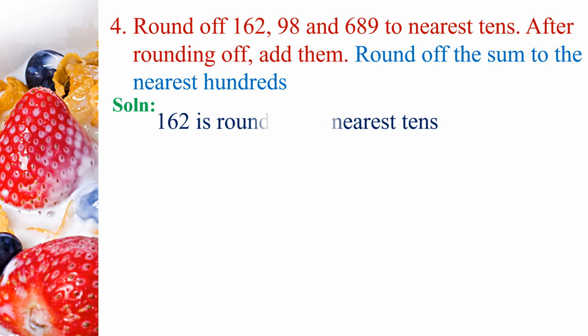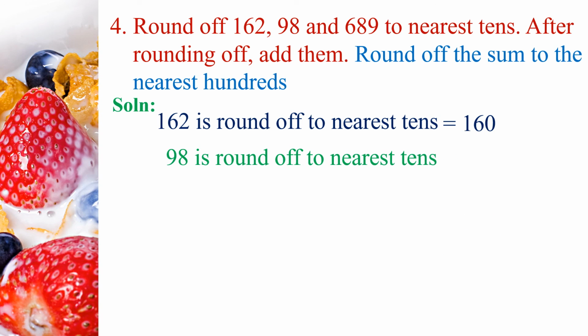Now, going to round off to the nearest 10. So, take 162 rounded off to the nearest 10. The ones digit is 2. Compare with 5. That is less than 5. So, we get 160. Now take 98 rounded off to the nearest 10. Take the ones place, that is 8, compare with 5. 8 is greater than 5, so the ones place becomes 0 and we add 1 in the tens place, isn't it? So we'll get 100.